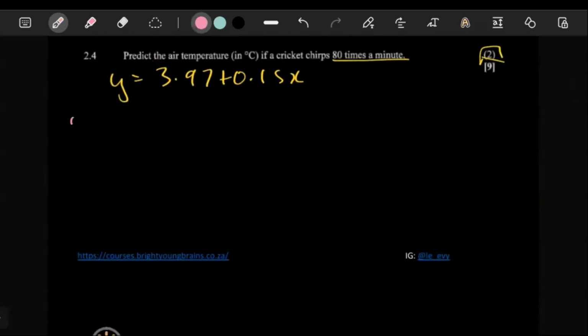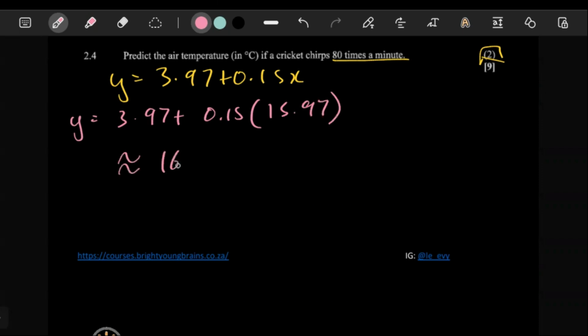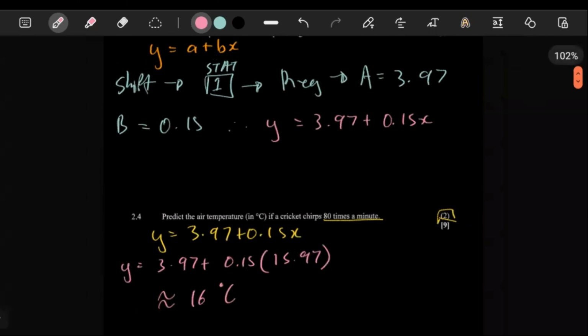So this is going to be y is equal to 3.97 plus 0.15. What is x? X is 80. That's the way. It's going to be 15.97. You see, it is a good prediction. 15.97, so you can say here approximately 16 degrees Celsius. So that's a good enough answer. Nothing crazy, nothing major. So we shall move on. This means approximately. Let us move on to the next question.